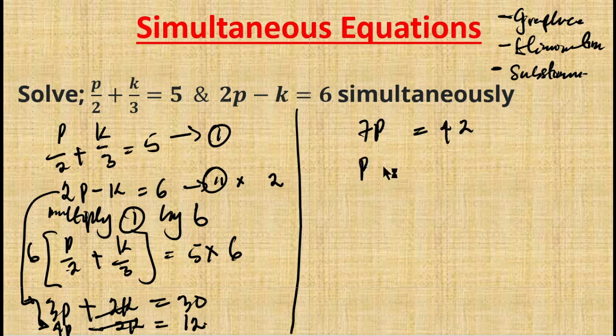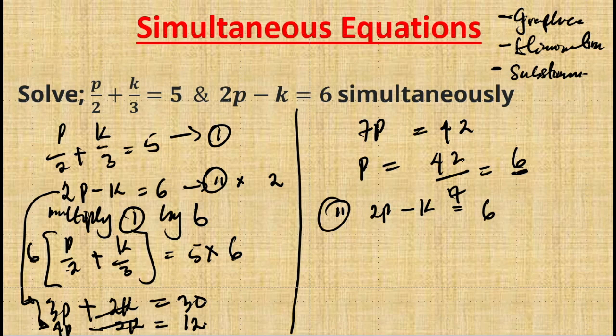So p is the same thing as 42 over 7. p is equal to 6. Now from equation 2, we know that 2p minus k is equal to 6, so that minus k is equal to 6 minus 2p. k will be the same thing as minus 6 plus 2p.